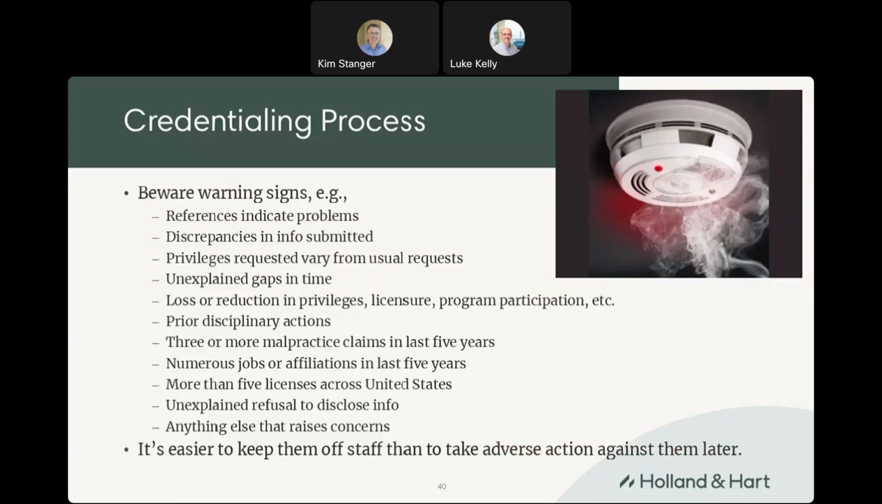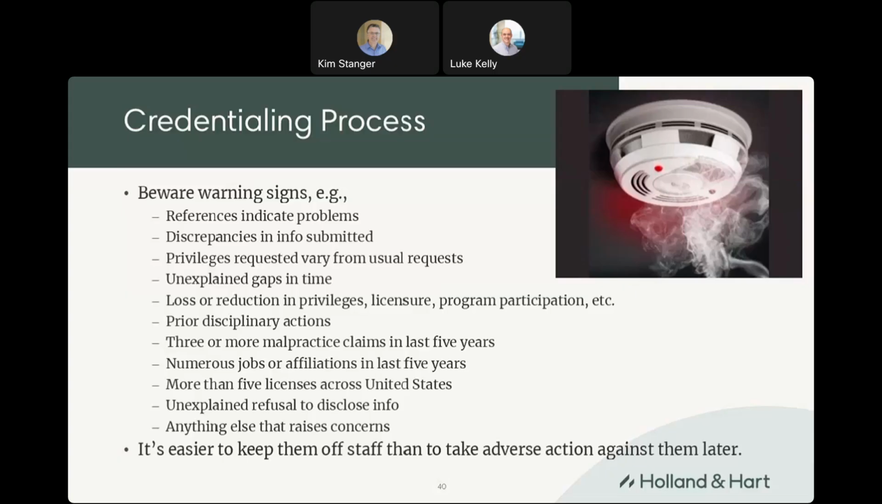When it comes to this whole credentialing process, be aware of the warning signs, right? If there's something that doesn't smell right, or if there are unexplained gaps, or if people have raised concerns, be really careful in those situations. Where there's smoke, there's usually fire. And it's a lot easier to keep a bad person off the medical staff than it is to take adverse action against them later.